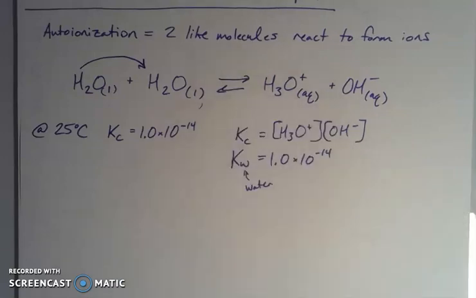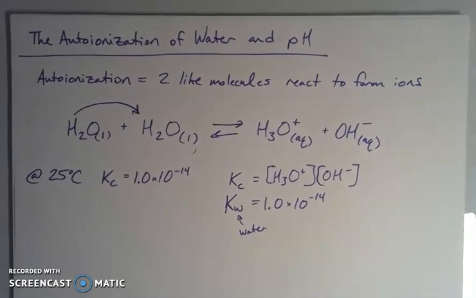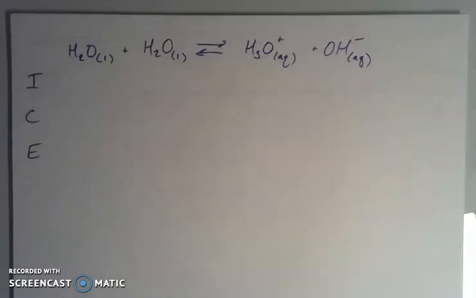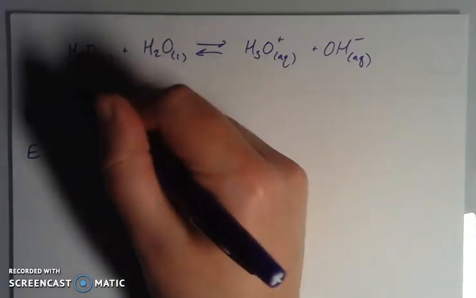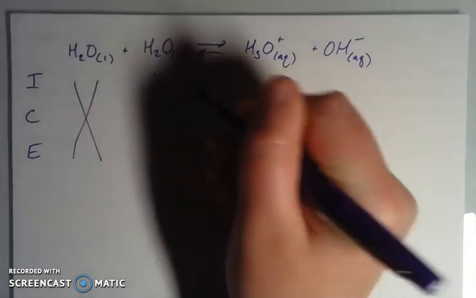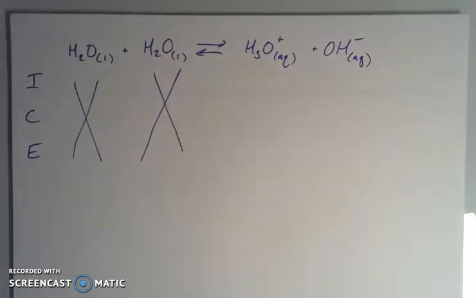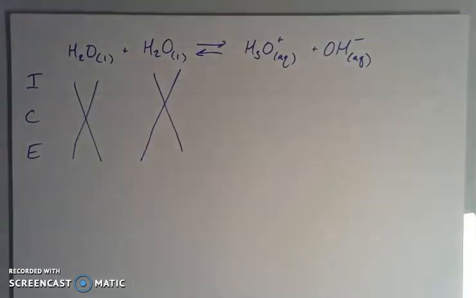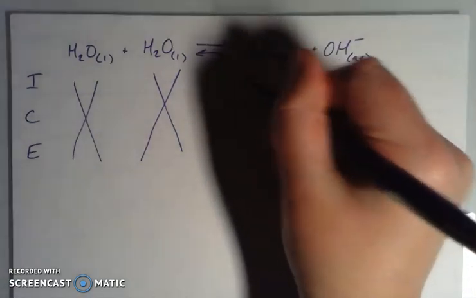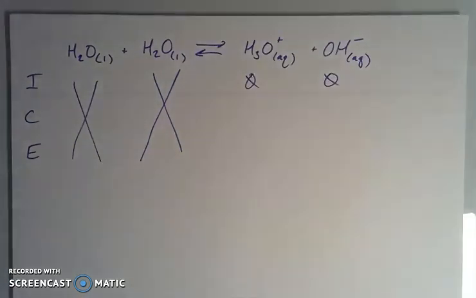And this Kw, this kind of magic equilibrium constant for water, is how we build our entire pH scale. So let's talk about how that works. We're going to do that with an ICE box. So here's my ICE box for this. We're going to ignore these guys because they're water, pure liquids. So if I think about my ICE box here, and I say I'm putting water together and I'm allowing it to autoionize, I don't have any of these guys to start off with.